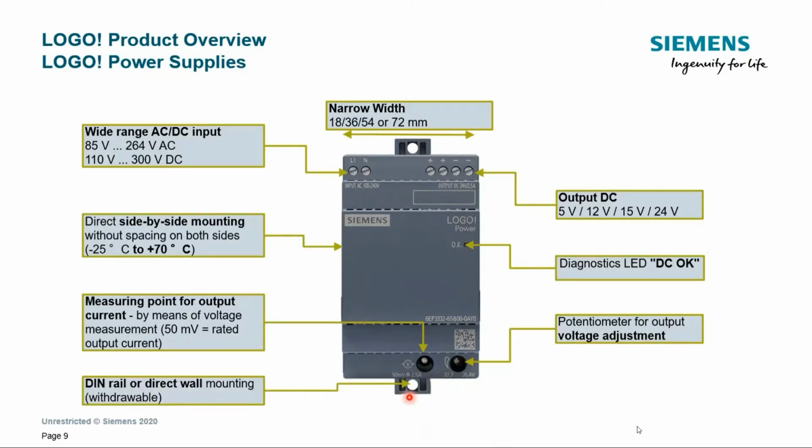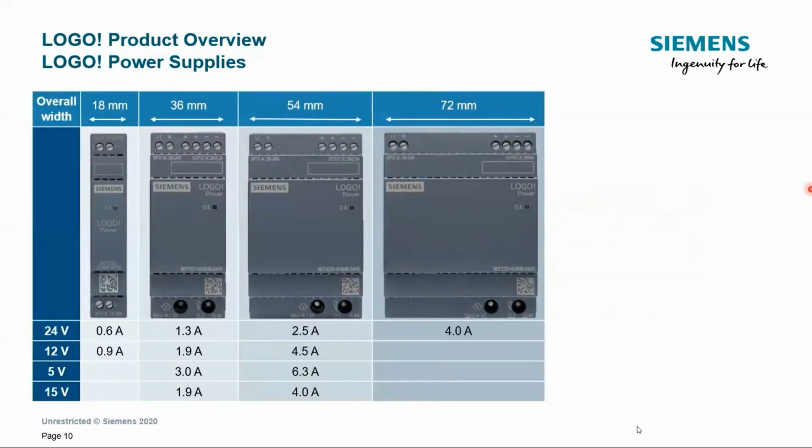In addition, you have seen before that all LOGO components can be mounted either on a DIN rail or as a wall mount, and this is a withdrawable hanger for the wall mounting. If it is on a DIN rail, this is not visible. If it is mounted on a wall, then this is retractable and you mount the screws using them. And this is actually the different power supplies that we have.